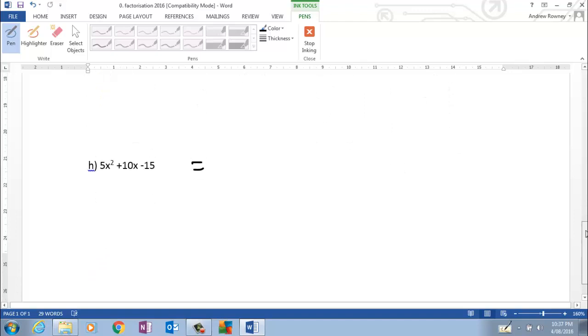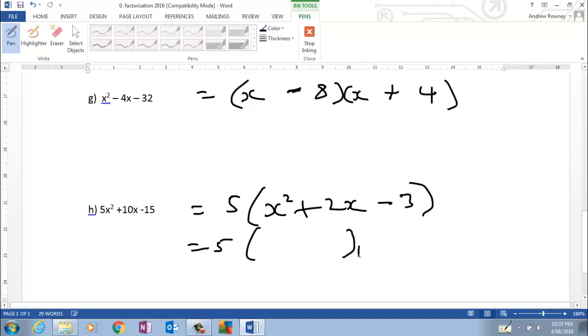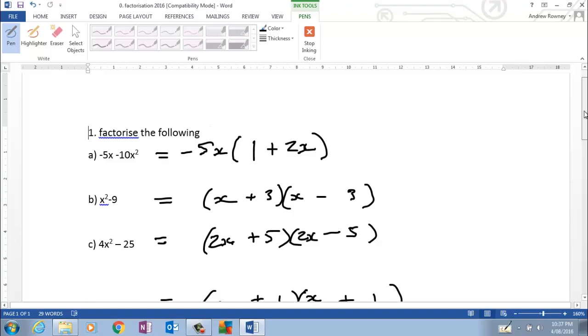And the last one, we can take out a common factor of 5, and you're left with x squared plus 2x minus 3, and then we can factorise that one into two brackets. Now the x squared will come from x times x, the 3 from 1 times 3, and to end up with plus 2, you put plus the outers, plus 3x, inners minus 1x. And that's factorisation done.